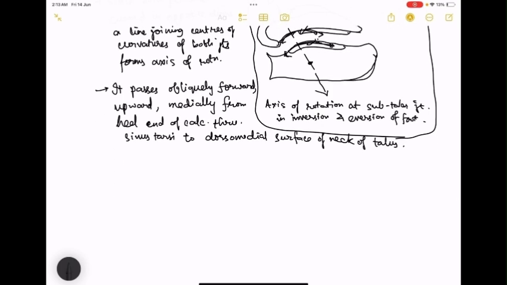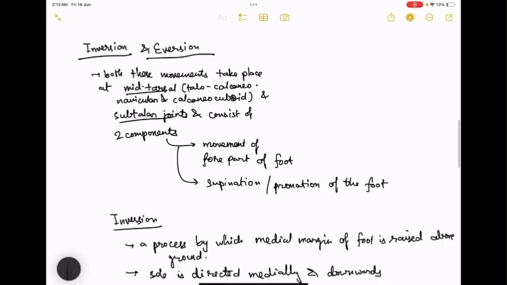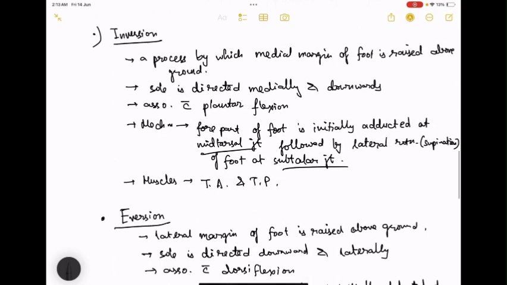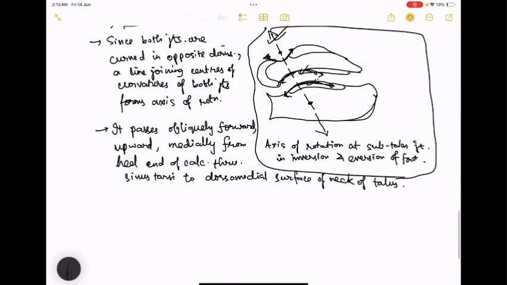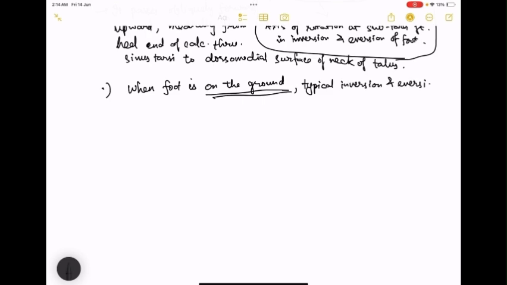Now the final point. This is actually a different point. This is not related to all this, so we can state this separately. When foot is on the ground, okay, underline this, typical inversion and eversion are not observed.